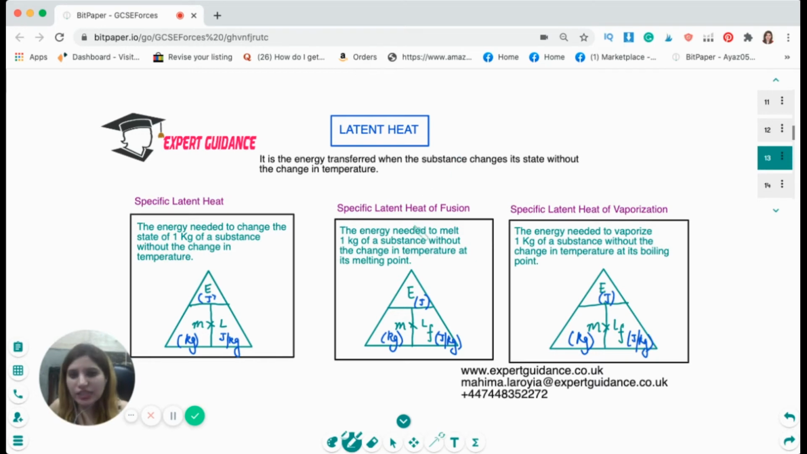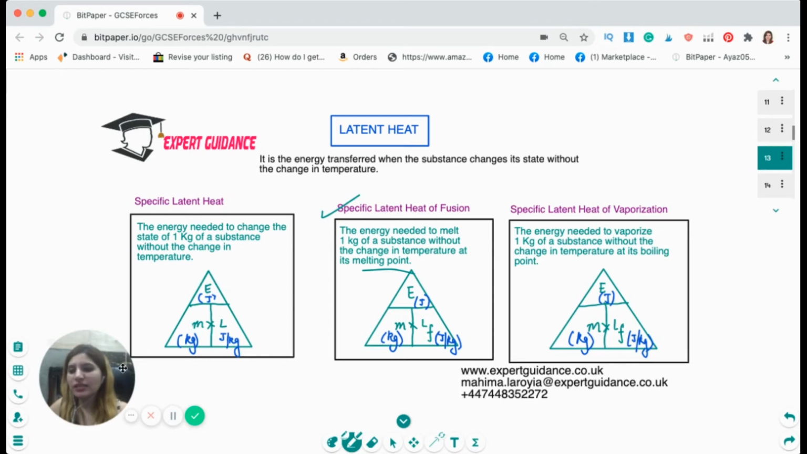The specific latent heat of fusion is the energy needed to melt 1 kg of a substance without the change in temperature at its melting point. So remember that flat part of the curve, the energy required at that part of the curve is latent heat. And specific latent heat of vaporization is the energy needed to vaporize 1 kilogram of a substance without the change in temperature at its boiling point.